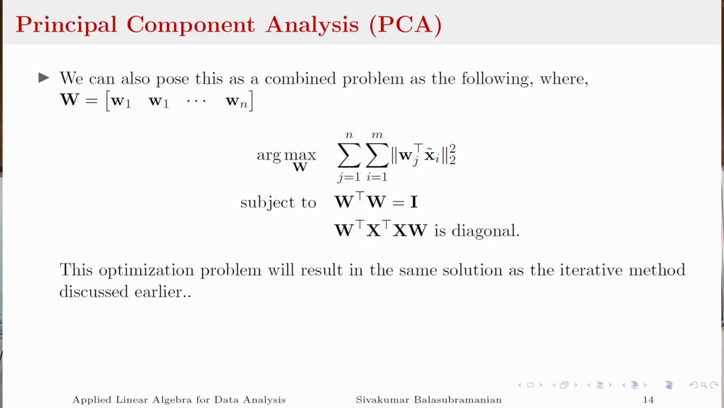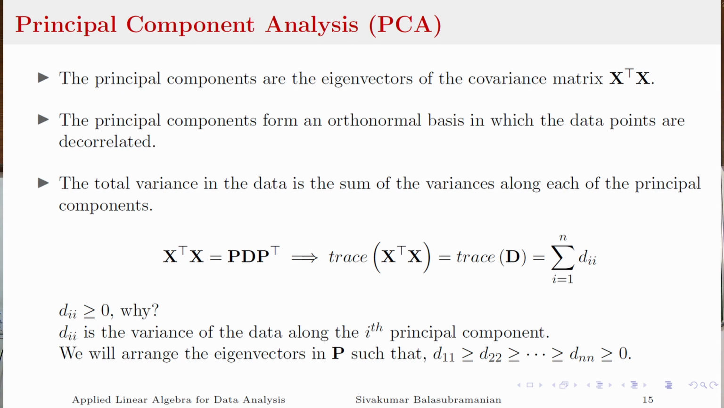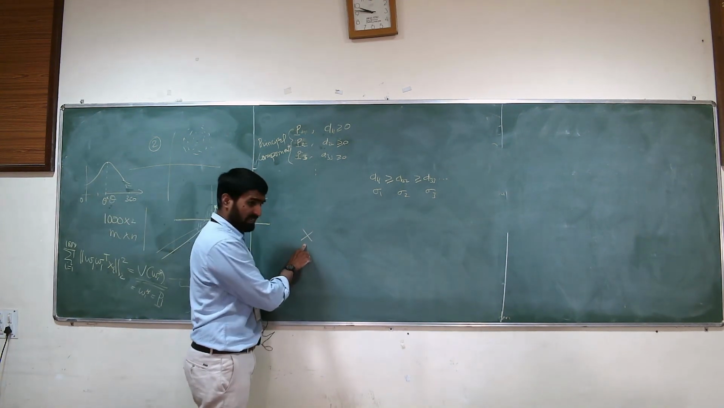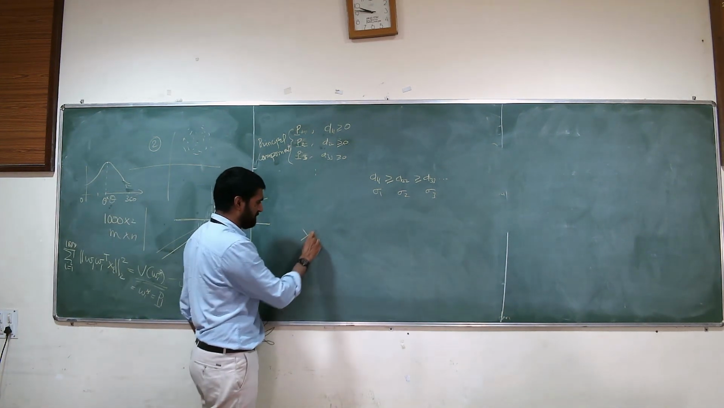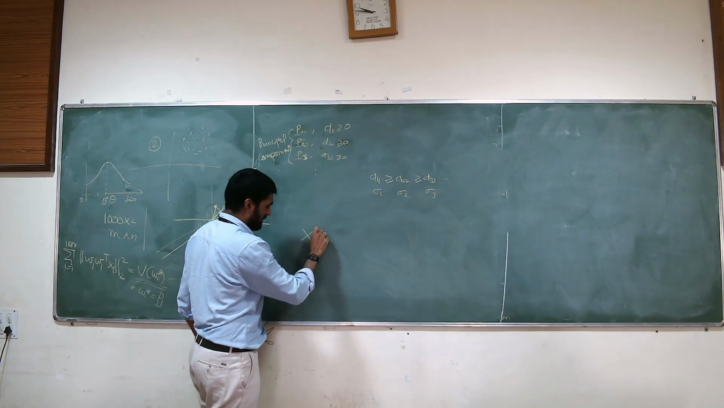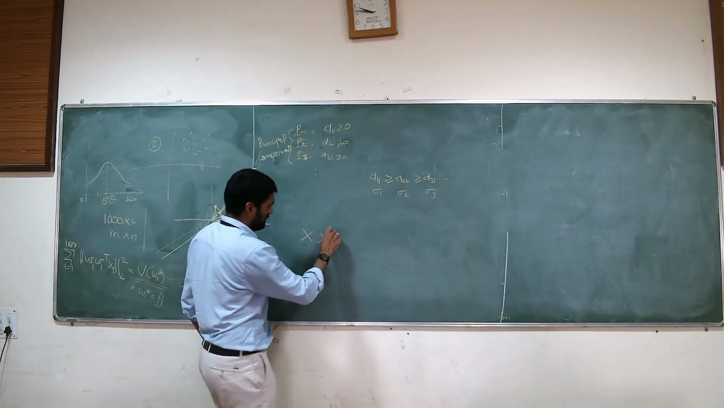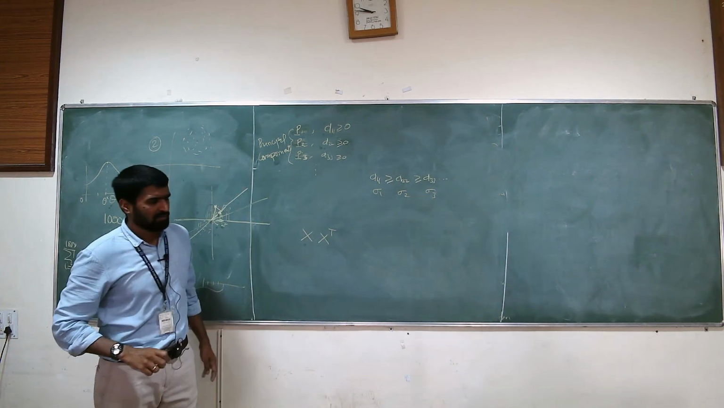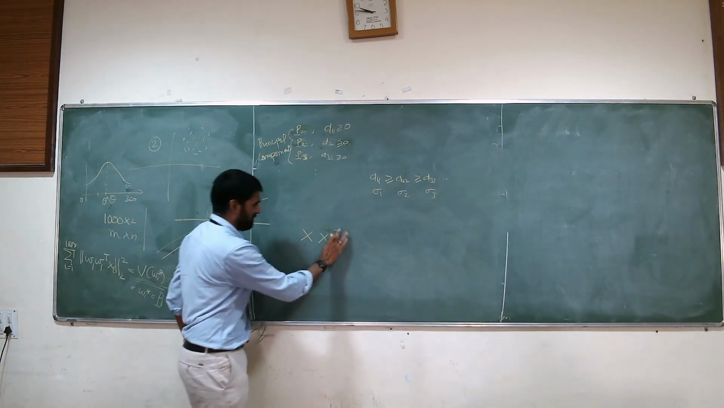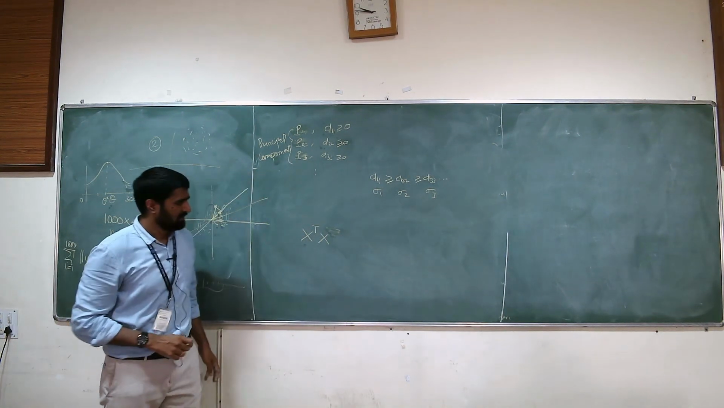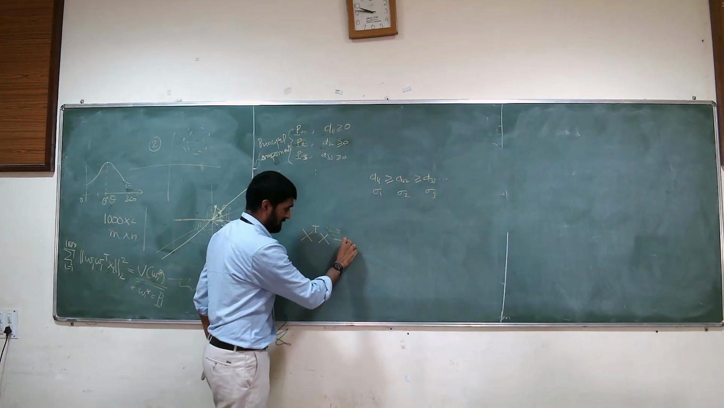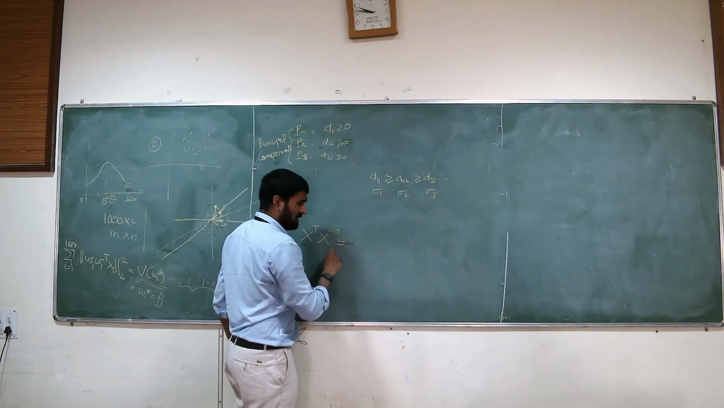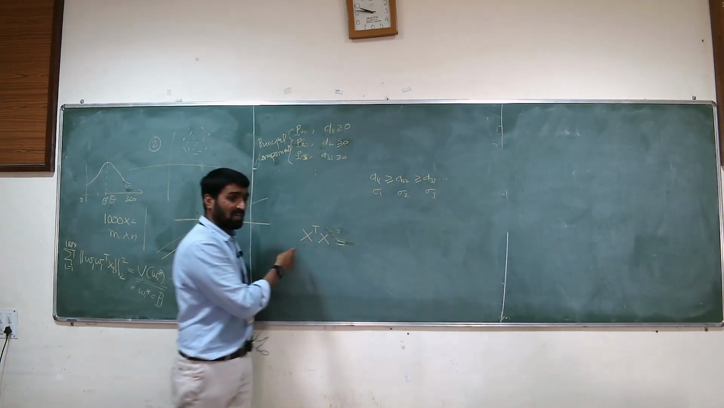Well, you can go through this optimization procedure that I've listed here. This is how you solve for the principal components. Another way to do that is you simply take your X matrix, let's say it's been mean-subtracted, zero mean data, and you take X transpose X. This is a symmetric matrix, which means you can diagonalize it.